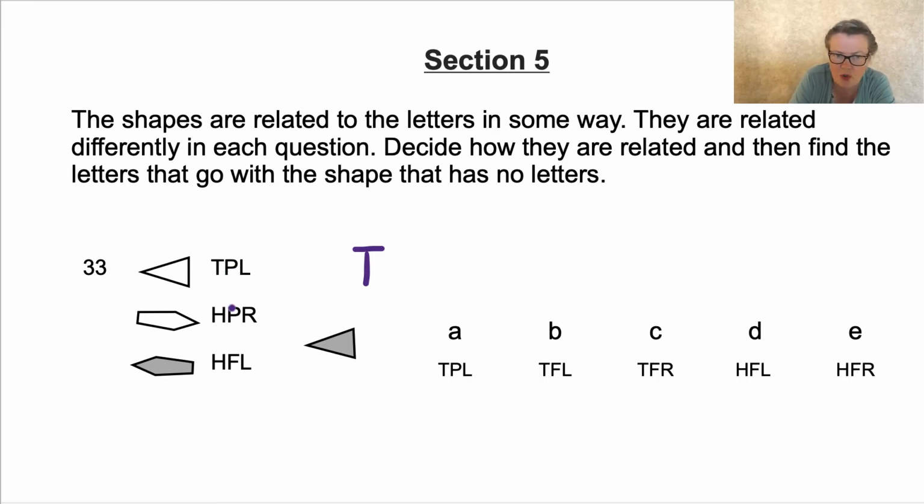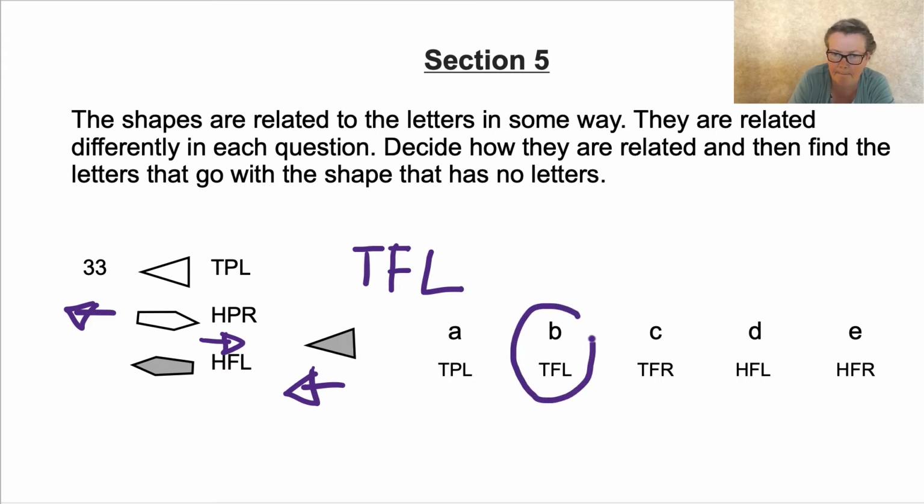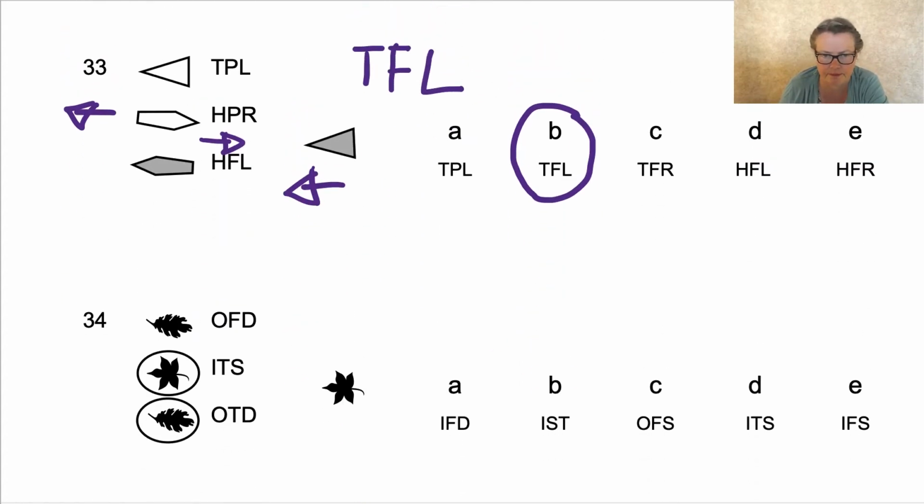P and P, the two P's are white, whereas the F is grey. And this is grey, so we need F. And then the L's, the two L's are pointing this way, and the R is pointing that way. Our one is pointing this way, so we want L, so it's TFL, which is B. I'm just going to consult my answers. Thankfully they agree. Let's go down to the next one.